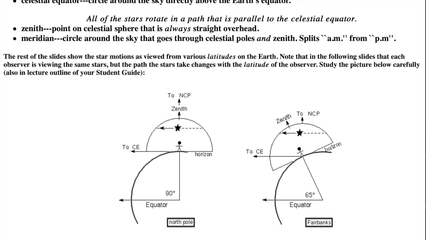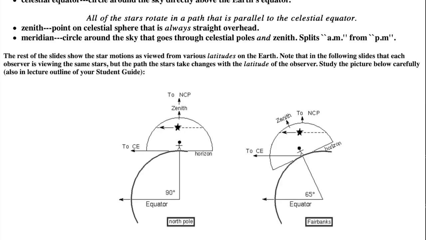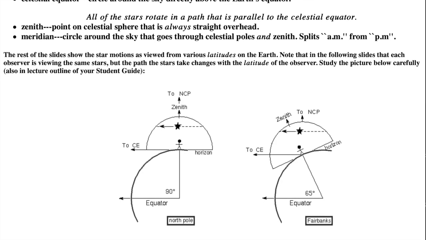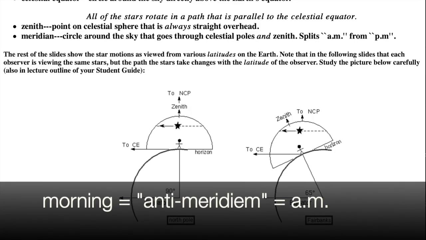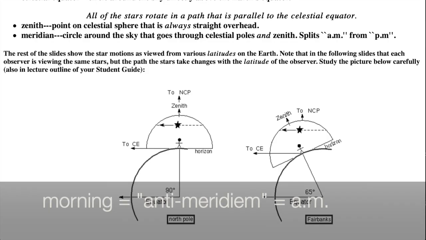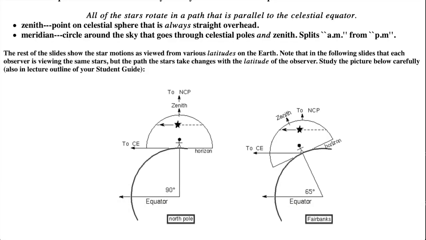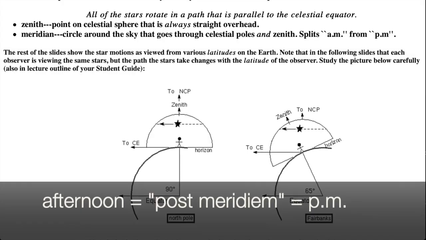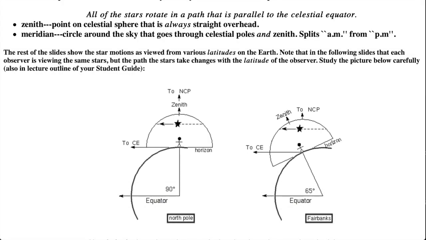All objects' daily or nightly arc across the sky reaches its highest point when it crosses the meridian. When the sun is east of the meridian in the morning, it is ante meridiem, or AM, and it is rising up toward the meridian. When the sun is west of the meridian in the afternoon, it is post meridiem, or PM, and it is descending down from the meridian.